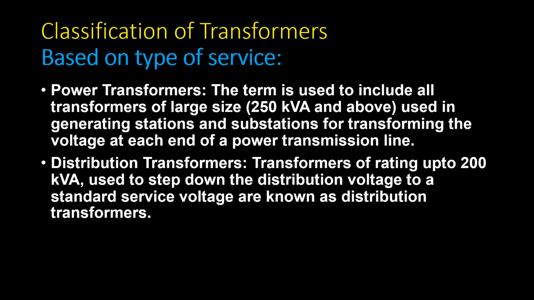The next type is the distribution transformer. Construction-wise, power transformer and distribution transformer may be similar, but their rating and utilization are different. Distribution transformers are rated up to 200 kVA. So a transformer having rating 200 kVA or below is called a distribution transformer, and is used to step down the distribution voltage to a standard service voltage. It is called a distribution transformer.